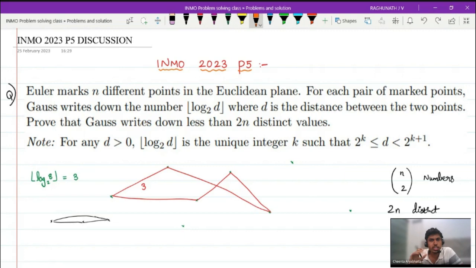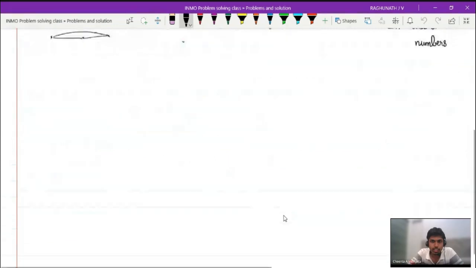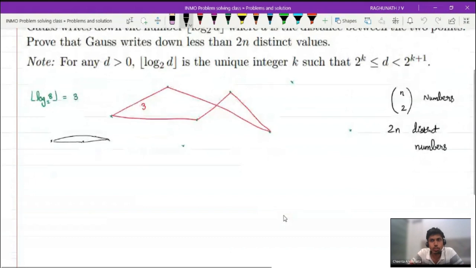So what is the special property of the Euclidean plane that might play a role here? That's where the Euclidean plane property comes into the picture, that is the triangle inequality. This is so special to the Euclidean plane, right?